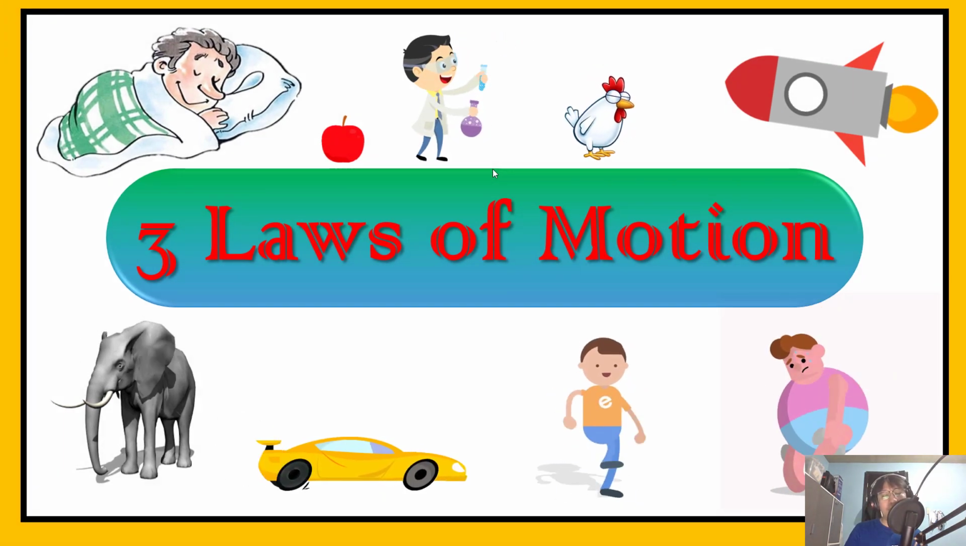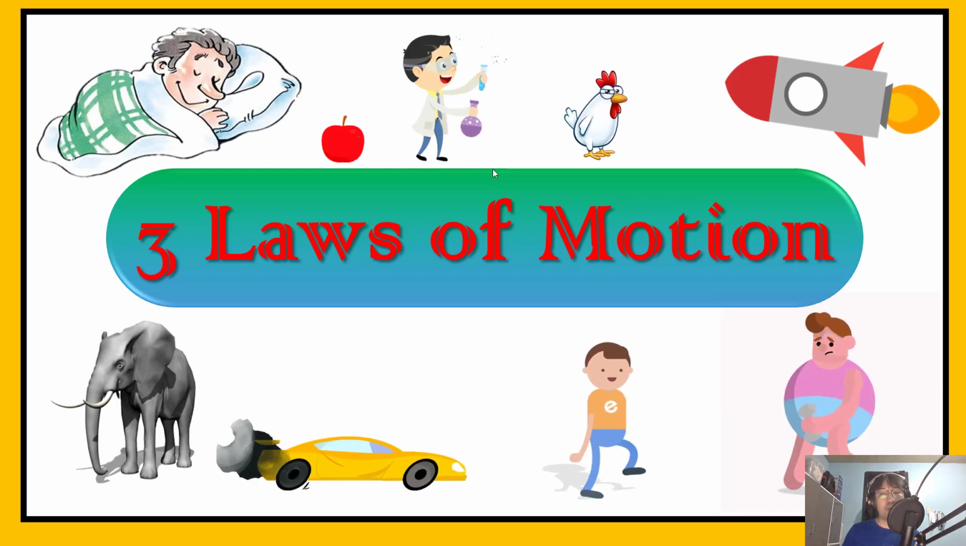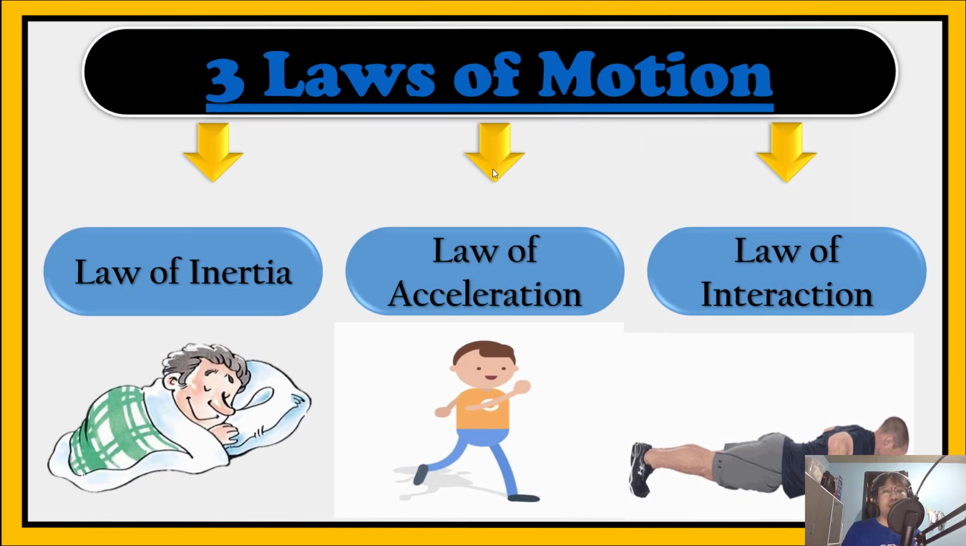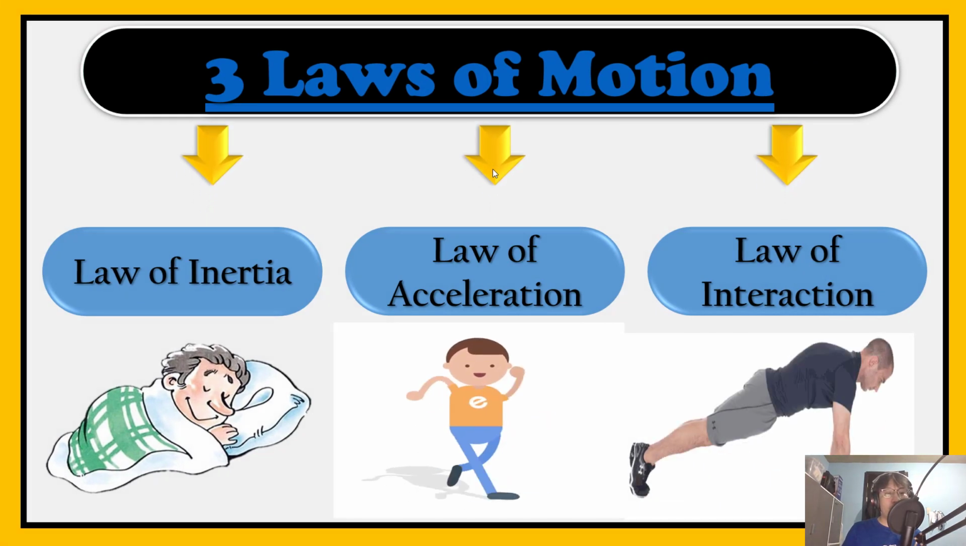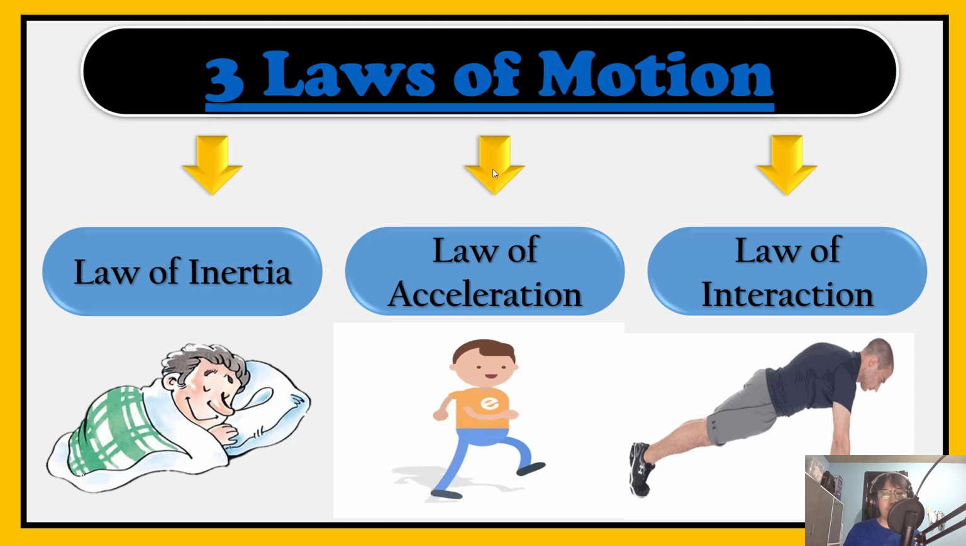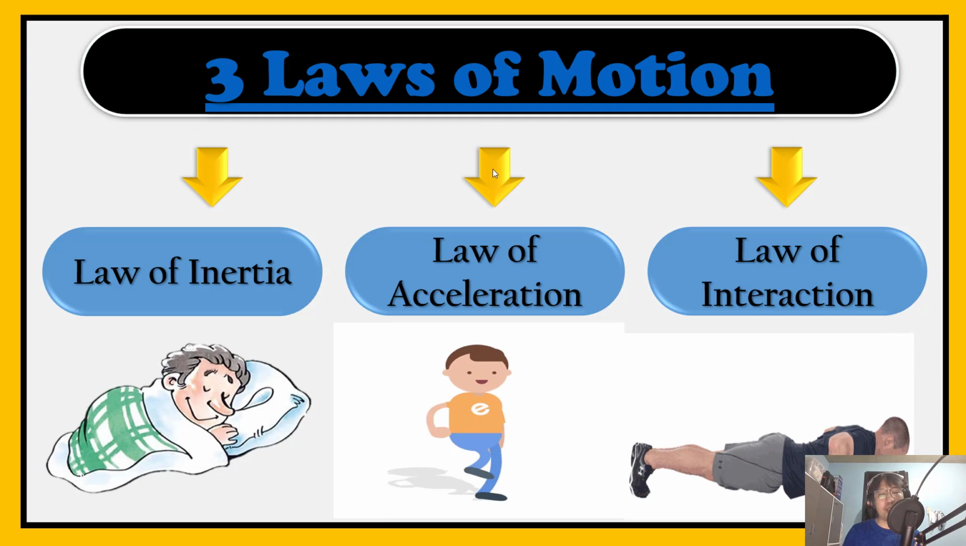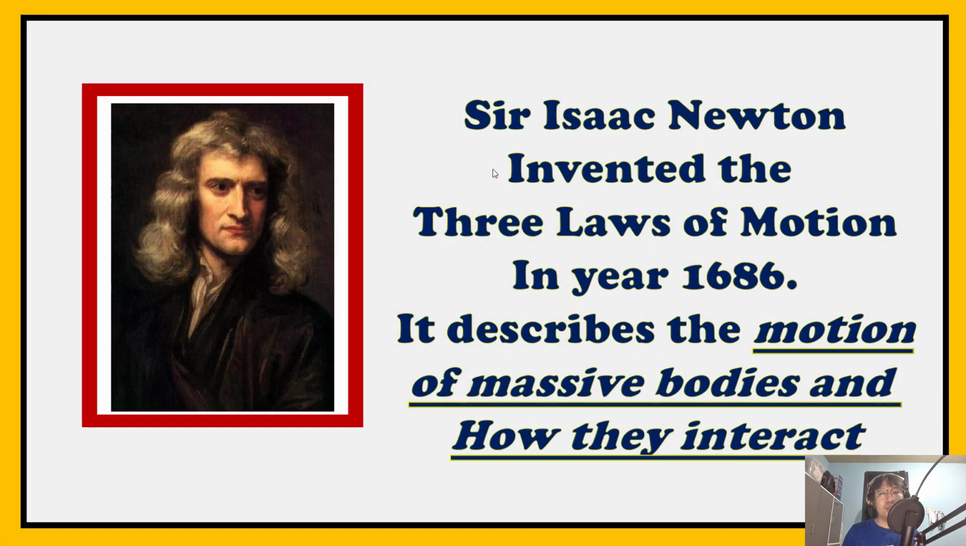So our topic for today is all about the three laws of motion. We have three laws of motion here. Law of inertia, the first. Second is law of acceleration, and then the third one is law of interaction. Sir Isaac Newton invented the three laws of motion in year 1686. It describes the motion of massive bodies and how they interact.